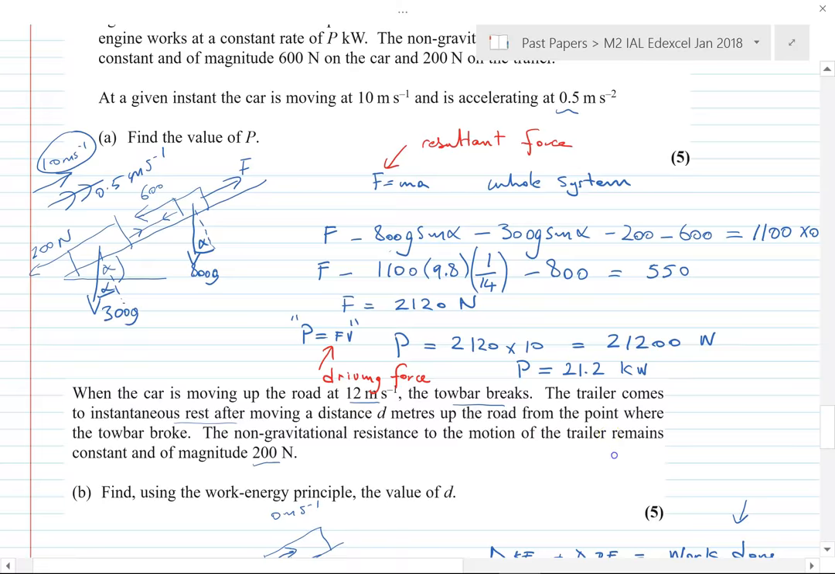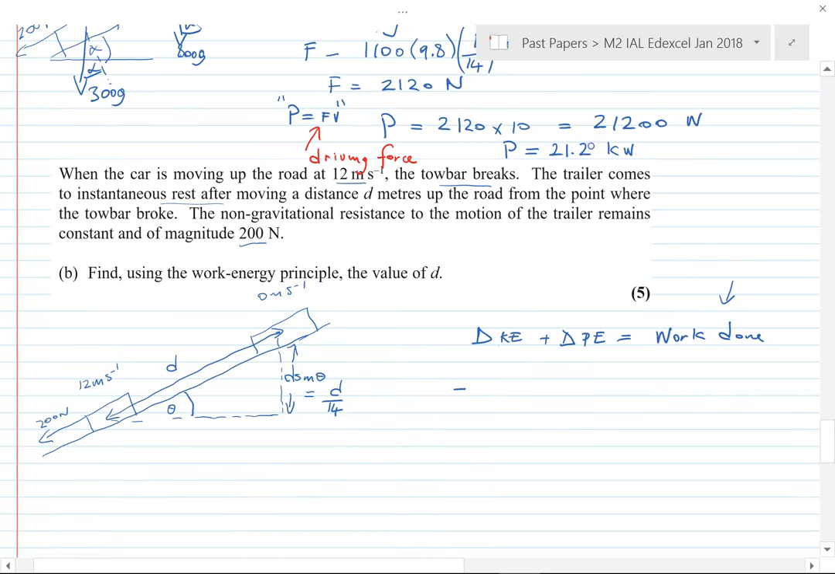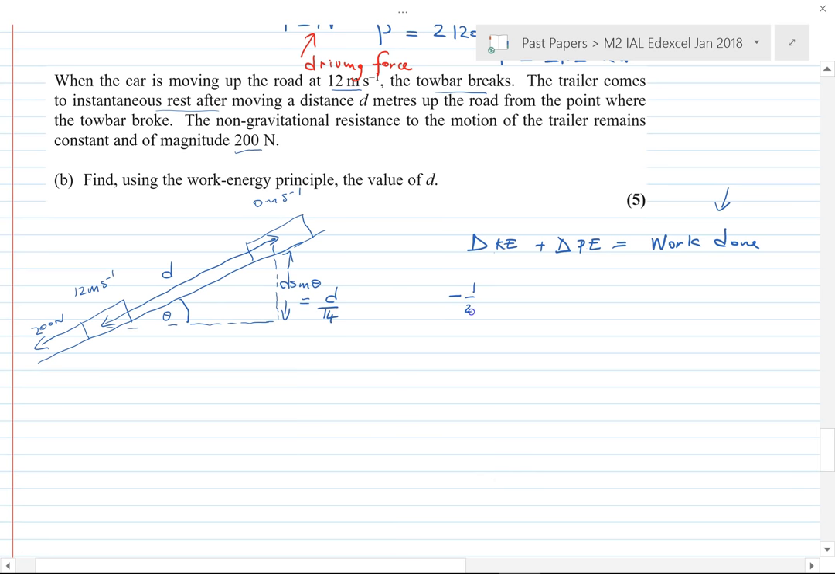I think it was 300, but let's just check. Yeah, 300. So negative half times 300 times 12 squared, that's the decrease in kinetic energy. Sorry, I'm getting my words mixed up here. The potential energy is increased by the mass times g, 9.8, times the vertical distance it's moved up, which is d over 14.